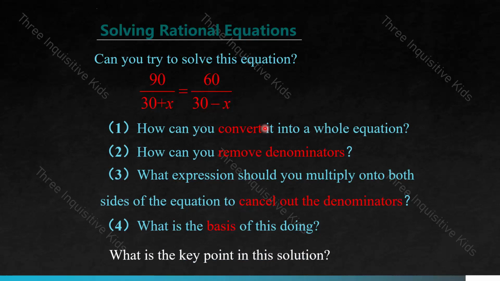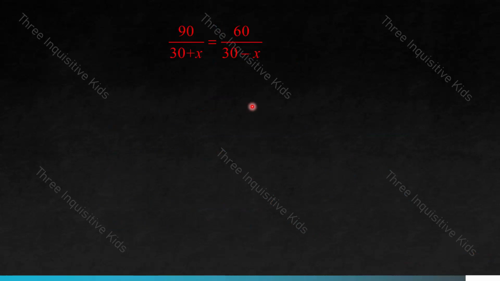Now, after solving, what is the key point in this entire process? The key point in this entire process is removing denominators. If we want to convert this into a linear equation of one variable, which is a whole equation, we already know how to do that. The only difference this equation has with whole equations is that it has variables in the denominator. But once we figure out how to remove those denominators, then we know how to solve it because we already know how to solve whole equations or linear equations. So removing denominators is the key point.